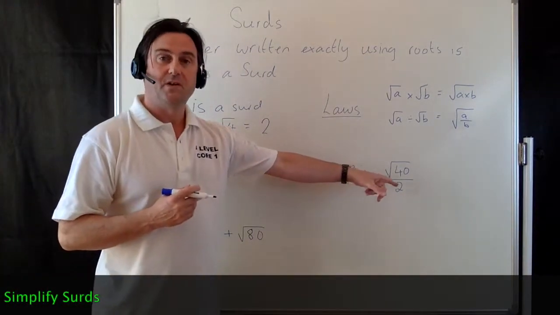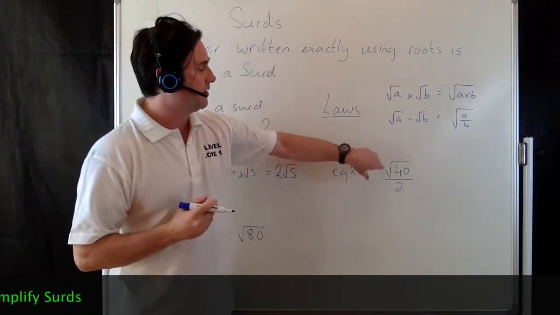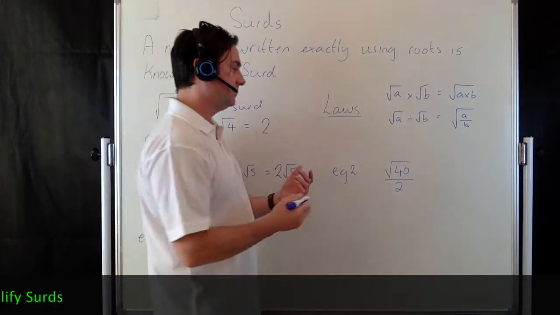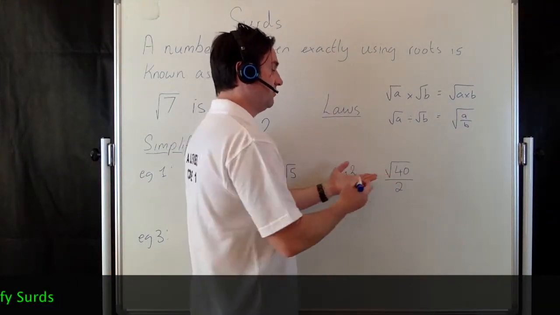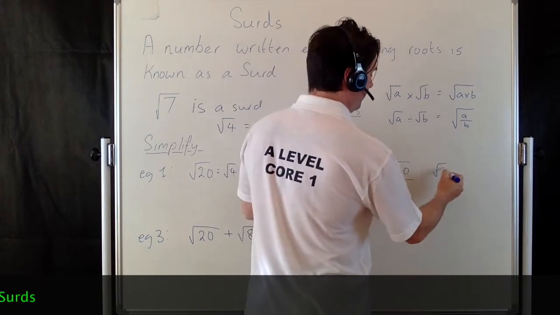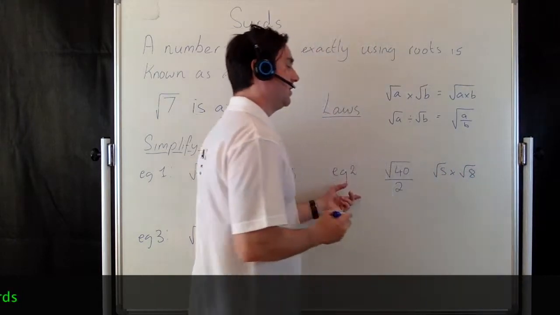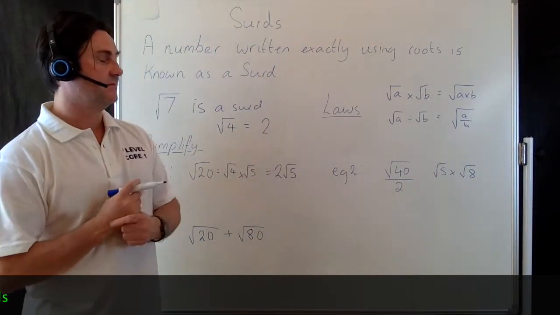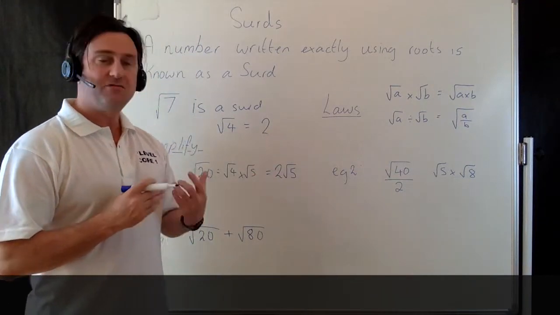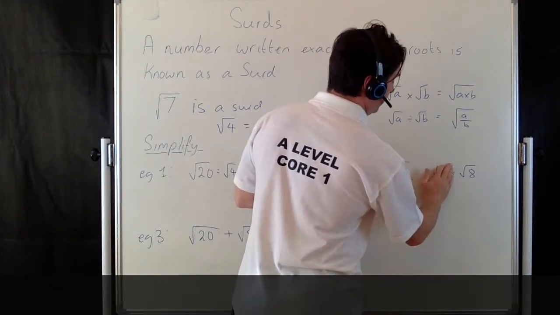Example 2. We've got a fraction here where we've got a root on top of it. Now we could play around with this root 40 here, because I could do, let's say, root 5 times root 8. That multiplies to give us 40. But none of these here can be rationalized. So that's no good. It's not going to help us simplify anything.